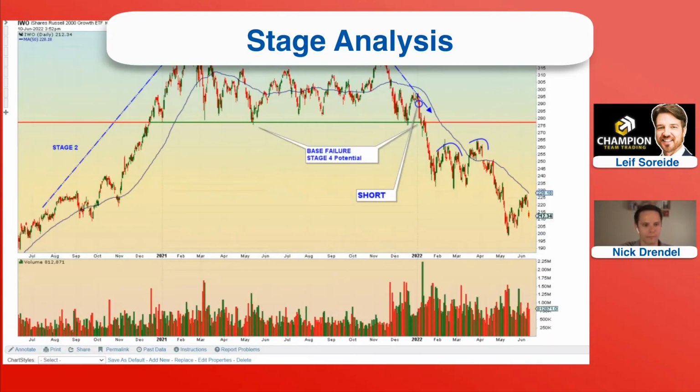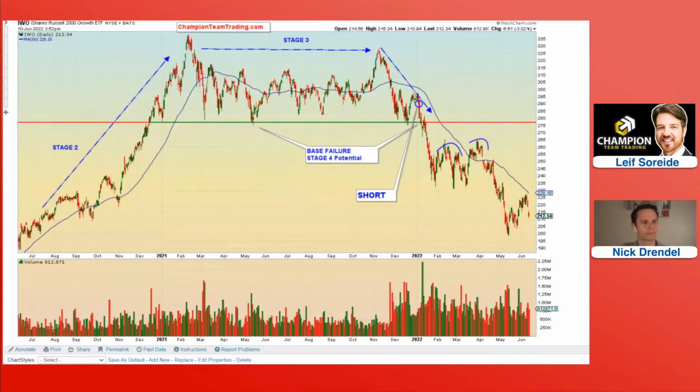Okay, so for a little stage analysis, we have IWO up here. This is an actual short that I did, and Stan Weinstein is a kind of godfather of stage analysis, however you want to call it. The stage 2 uptrend, stage 3, and you really want to catch these moves from the stage 3 to stage 4 decline. And actually, gold just came to mind in the weekly. Sort of looks like this too.